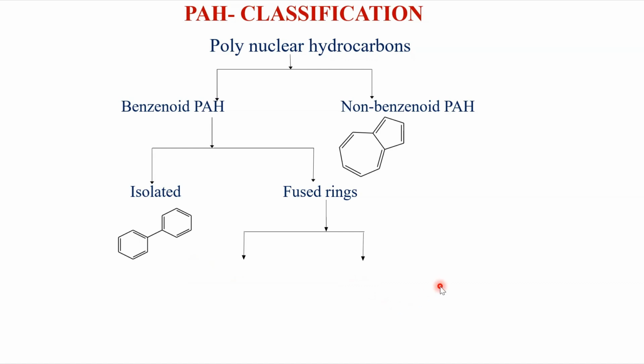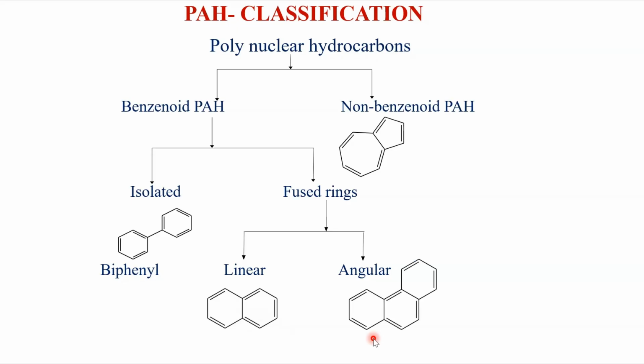In the fused ring system, they can be classified based on how they are fused. If they are linearly fused, they come under the class of linearly fused polynuclear aromatic hydrocarbons, and if they are angularly fused, they come under the category of angularly fused polynuclear aromatic hydrocarbons. A simple example of a linear polynuclear aromatic hydrocarbon is naphthalene. It has two benzene rings in which one shares one side with the other.